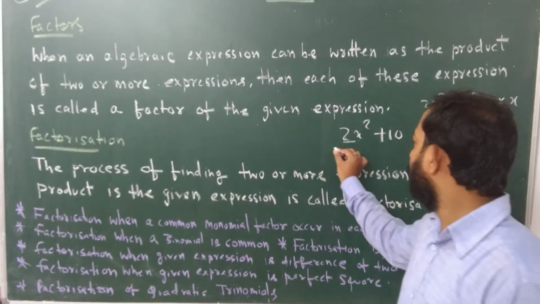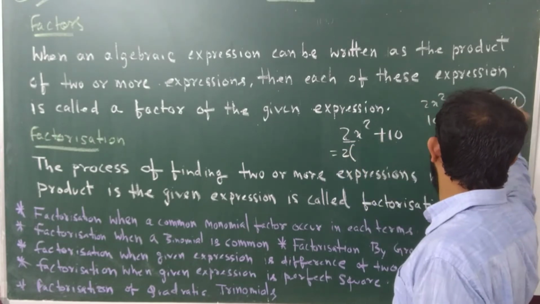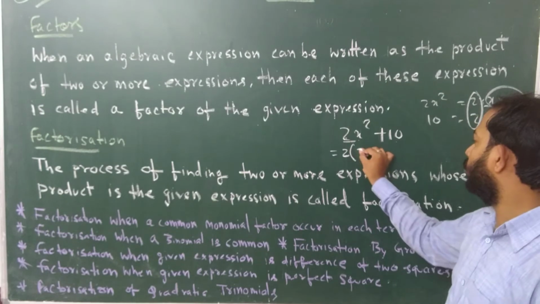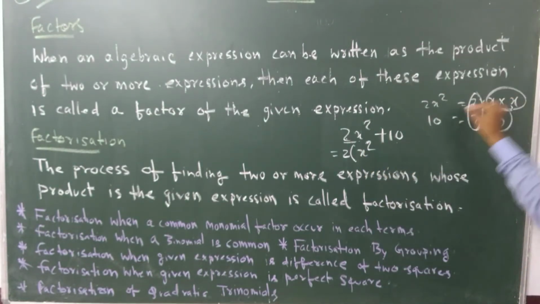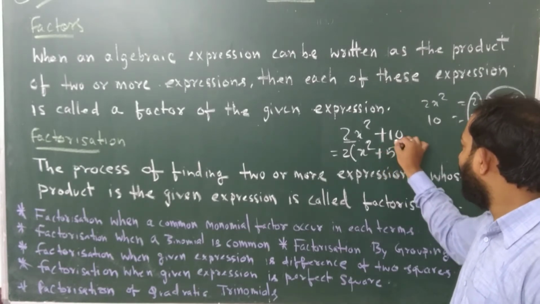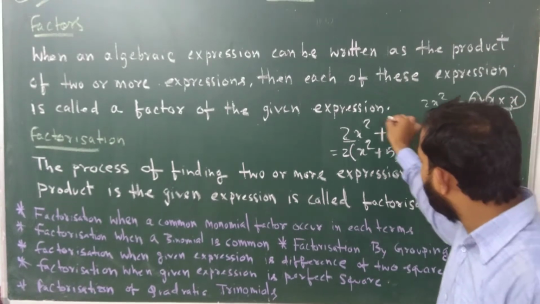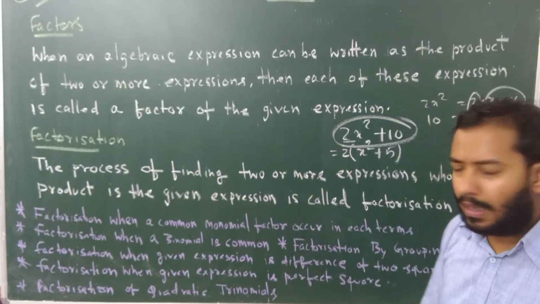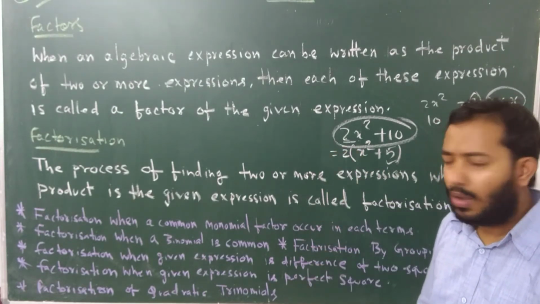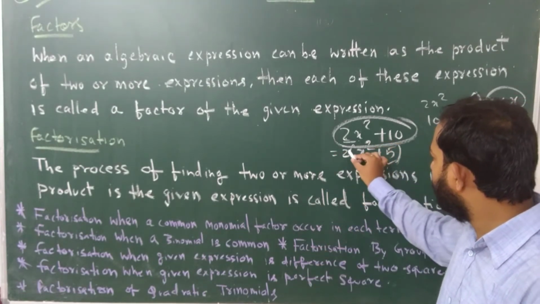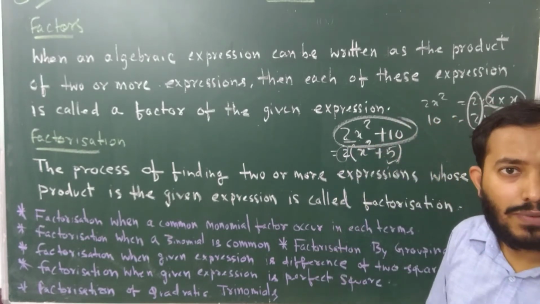Now you take your 2 outside, and the remaining part is x square. So we'll write here x square, and remember, if we take out this 2, whatever remains, that is 5, we'll take here plus 5. If it is minus, we'll take here minus. So this is your expression, and this one is a constant number. But here you can see that this is a factor of this expression, and this one is also a factor of it. What does factor mean?